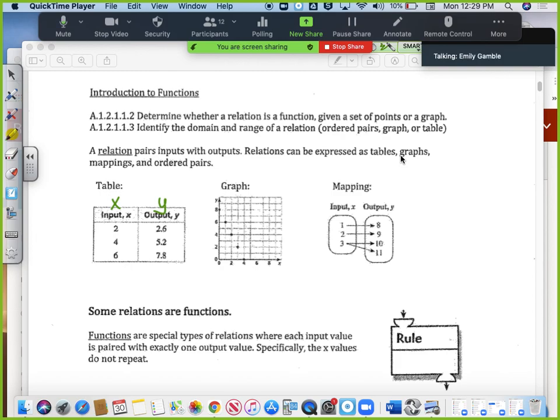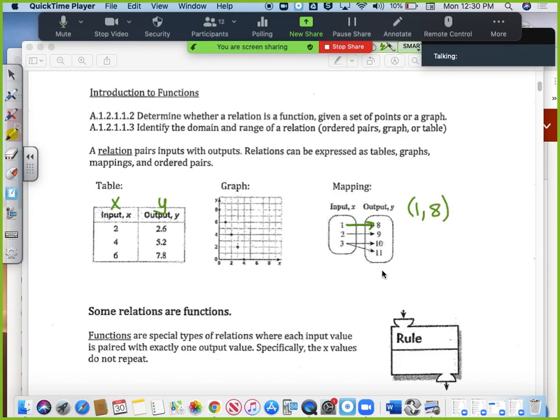The next one is a graph. The graph has 3 points, 1, 2, 3. Every graph has ordered pairs, and every ordered pair is a relation. So this graph is a relation in graph form. This is a mapping diagram. This is something you probably have never seen before. Mapping diagrams are a way to show ordered pairs. The first ordered pair we have is that the input, which is x, is 1, and the output, which is y, is 8.